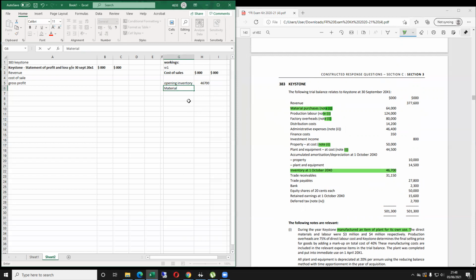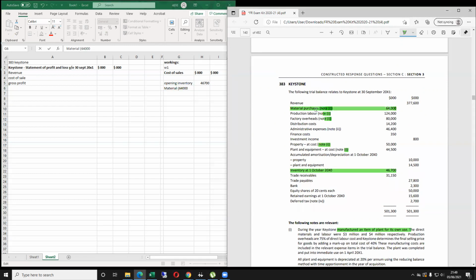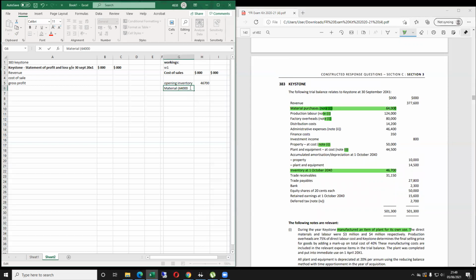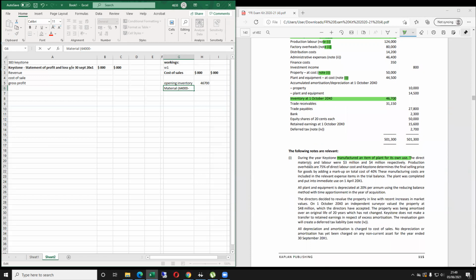So material cost. How much material cost is there? 64,000, right? I'm going to write it here for you: 64,000 directly from the trial balance. And he says the direct material and labor were 3 million and 4 million respectively, and production overhead. All these manufacturing costs incurred are included in the relevant expenses, and the plant completed is put into use. So all these he has already included in our cost of sales.